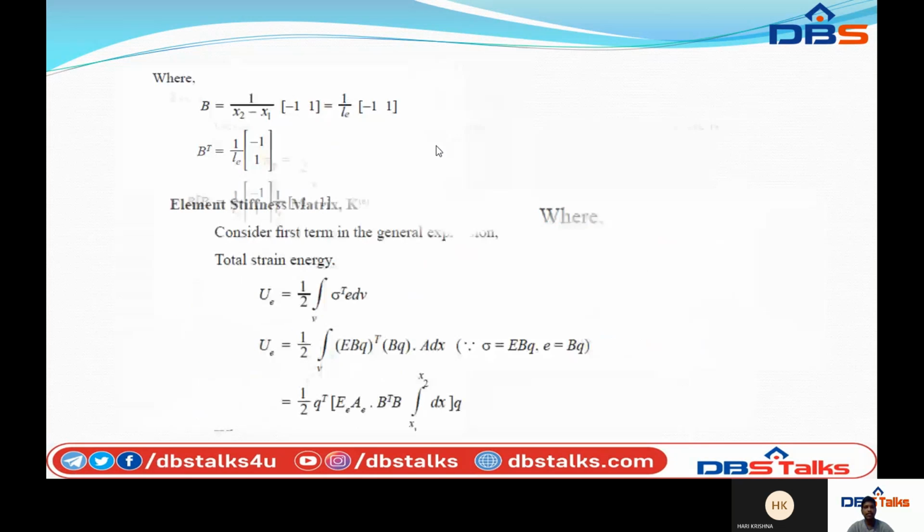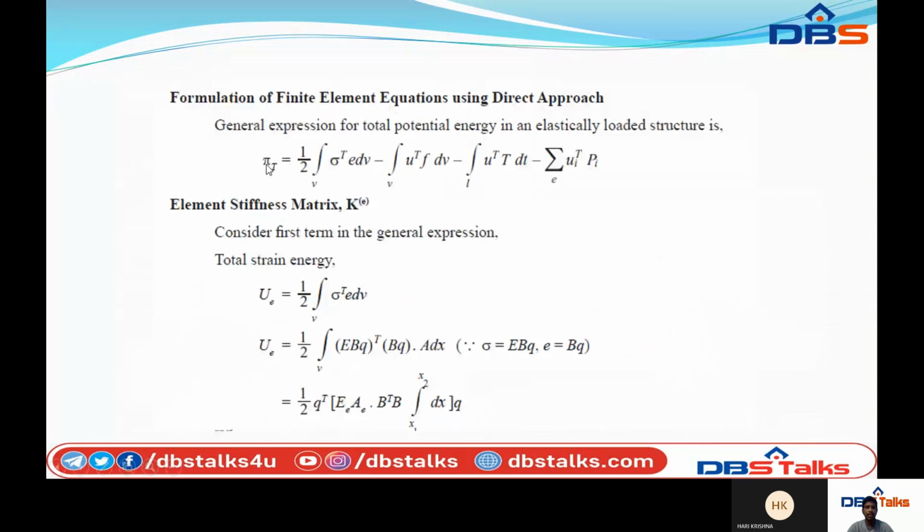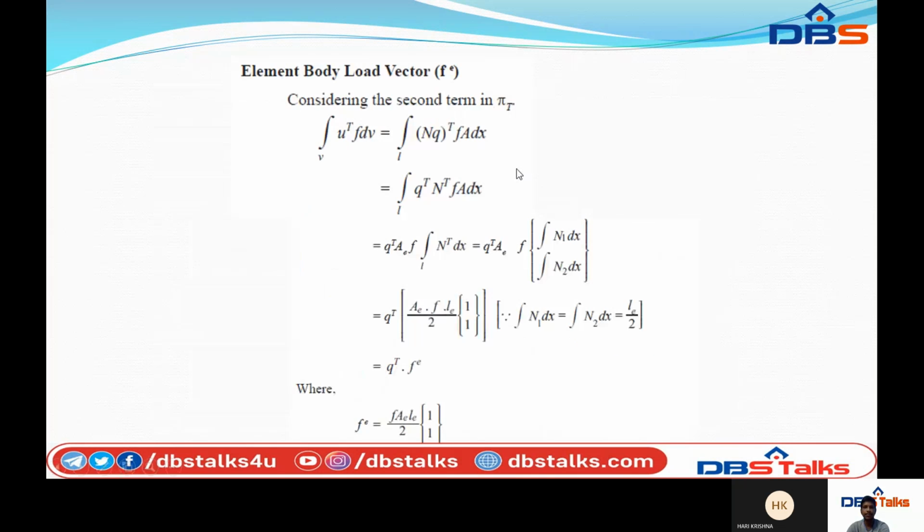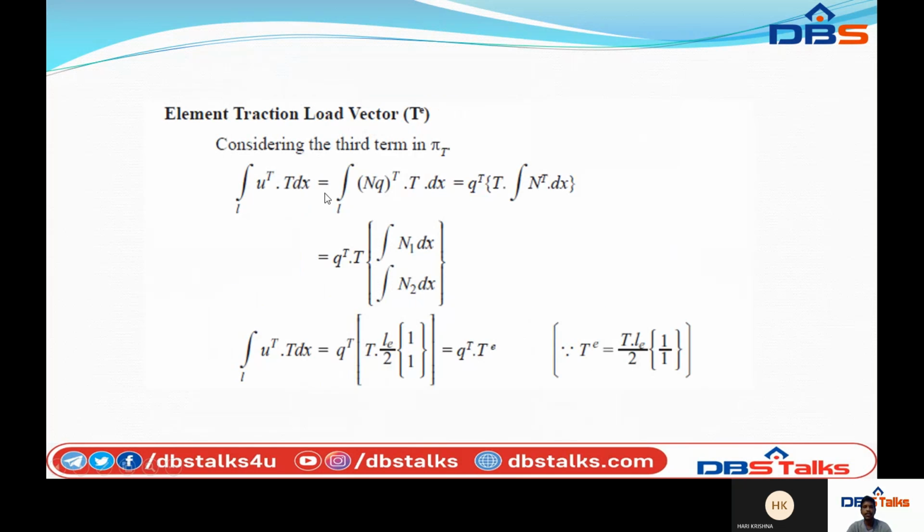In the first equation, in terms of pi t, the total potential energy, we have seen that one is the body load vector. This term will be useful to get the element body load vector. This is the element traction vector. This is the point load. For the element traction vector, I am taking this third term, the integral over L of U transpose T dx.